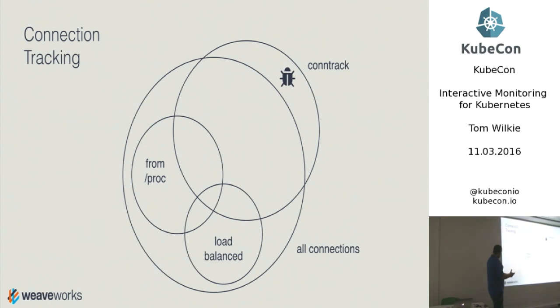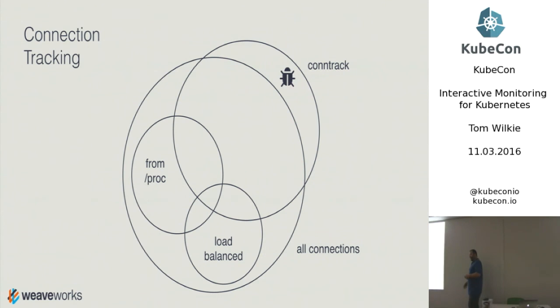So you've got these different sets. Right now, Scope gets the stuff from proc and from conntrack. We're working on eBPF, which are little programs you can inject into the kernel and run, that will give you more information. Hopefully that will give us the whole set, minus the load balanced connections. With those, we can instrument things like kube-proxy and Flux, and integrate that with Scope to get more information, but this is a challenging problem.